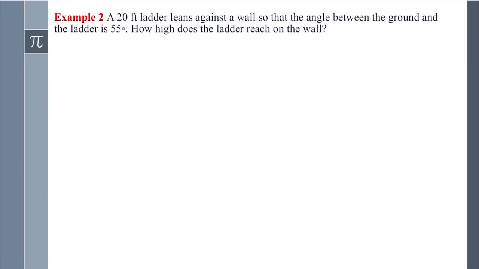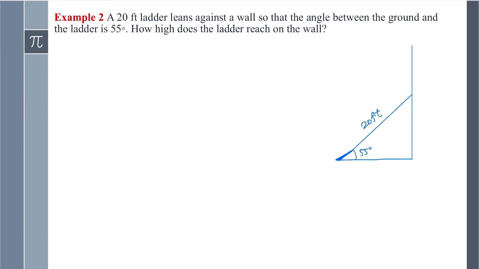So let's look at some application examples. Here, a 20 feet ladder leans against a wall. So let's draw the wall, and then we have the ladder. Let's say this is the ladder leaning against the wall, and this is the ground. So that is the ladder, which is 20 feet in length, and the angle between the ground and the ladder is 55 degrees. So this angle is 55 degrees.